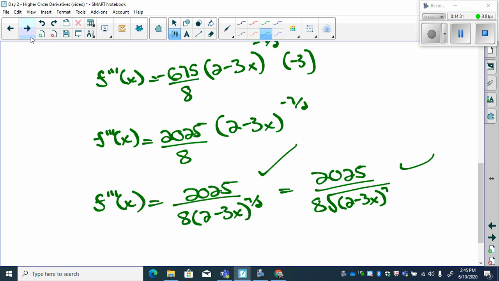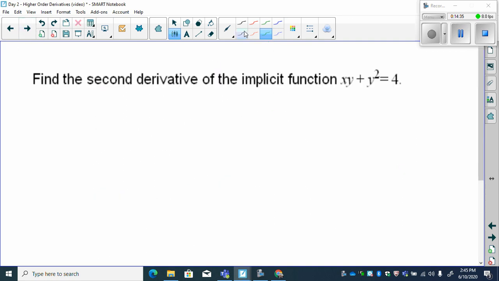Okay, so higher order derivatives. One more example, this one combines what we did in the last video with what we're doing today. So this is not in the form y equals, and if I tried to rearrange that, I'd still have y's on both sides, so I am going to do implicit differentiation. So the derivative of x times y, yikes. So I've got xy plus y squared equals 4.